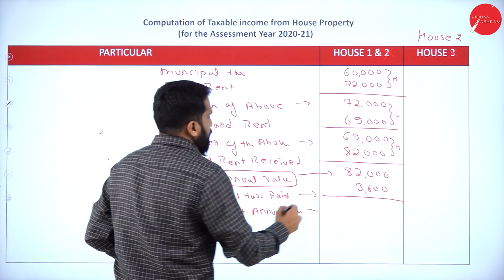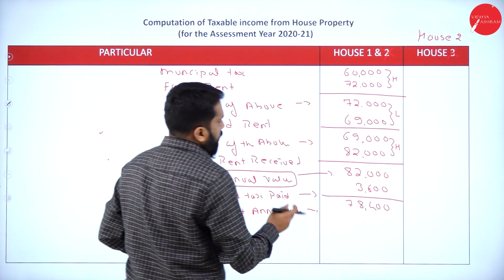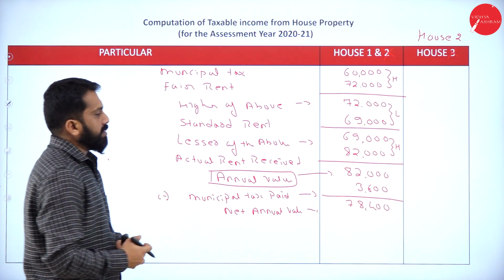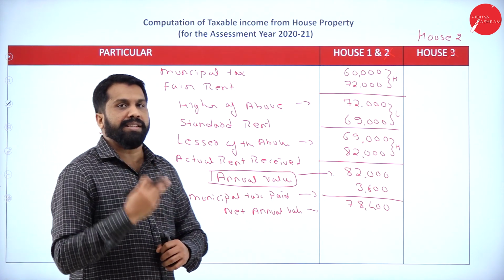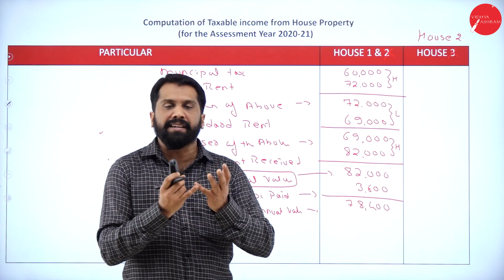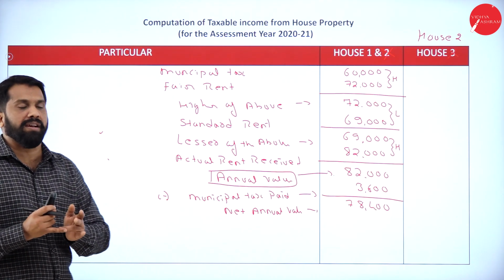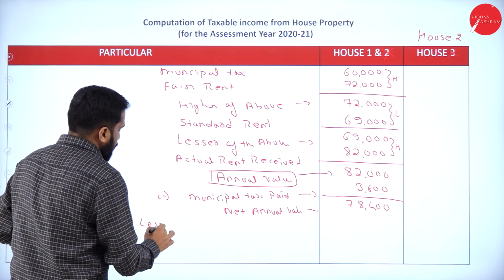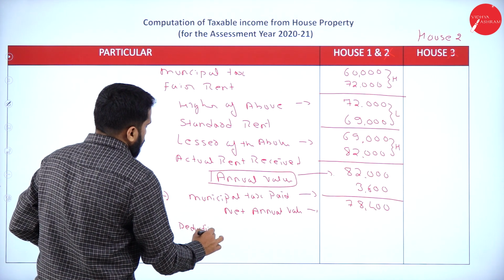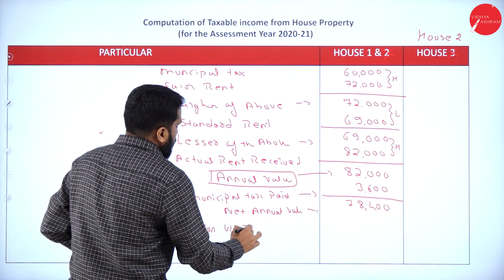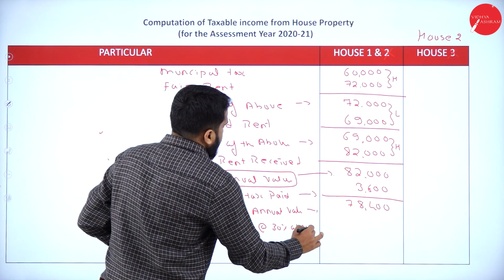it will come around 78,400. It comes around 81, 82. Yes, it is around 78,400. So we have done up to this. Then what can we deduct? Two things we can deduct. One is your standard deduction of 30%. Another one is the interest portion paid, less deduction under section 24 at 30% of net annual value.